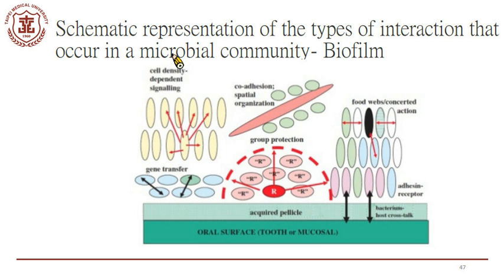So as we were saying, this is another schematic representation of the type of interaction that occurs in a microbial community. The biofilm, as we were saying, on oral surfaces like tooth or mucosa, acquired pellicle. We have some gene transfers, some receptors, adhesins that will help the bacteria to get attached to each other and to the acquired pellicle. And we will have some cell density dependent signaling, coadhesion, spatial organization. So you saw the SEM image of all these bacteria, and they look on top of each other without any organization. But actually we have managed to understand how they communicate and how they manage to survive between each other, and it's because of all these interactions that they have between them.